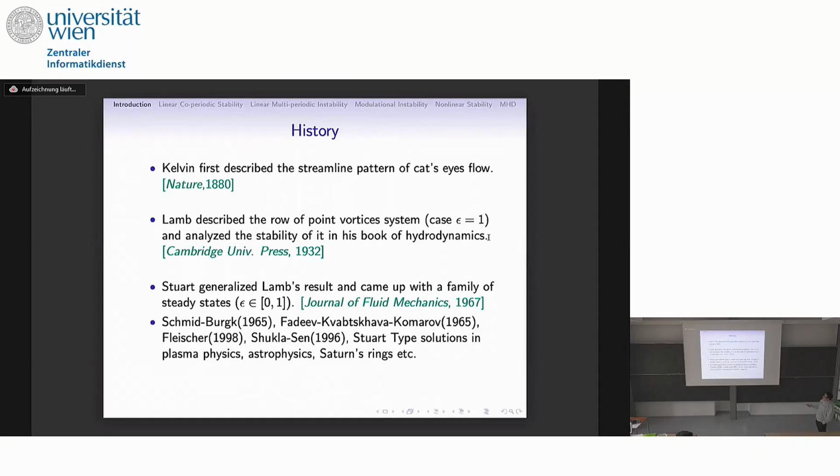They actually discovered the same solution in other settings, like in plasma physics, astrophysics, and even to describe Saturn's rings in this 1996 paper. So it has a bunch of other applications in different physical contexts.